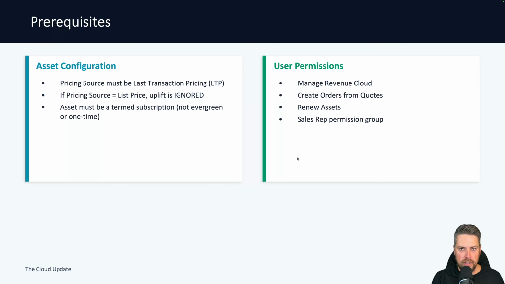What goes into this? So we're going to add the field on our quote line editor layout so we can modify it. Then when we get to the asset, we must ensure that you're using last transaction as the pricing source. If it is set to list price, then uplift will be ignored. And the asset must be a term subscription, not evergreen or one time. So let's see what that looks like in Salesforce.